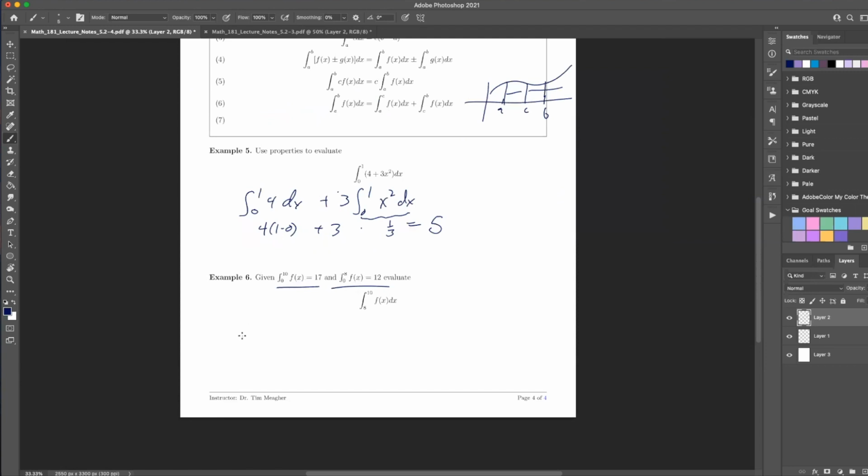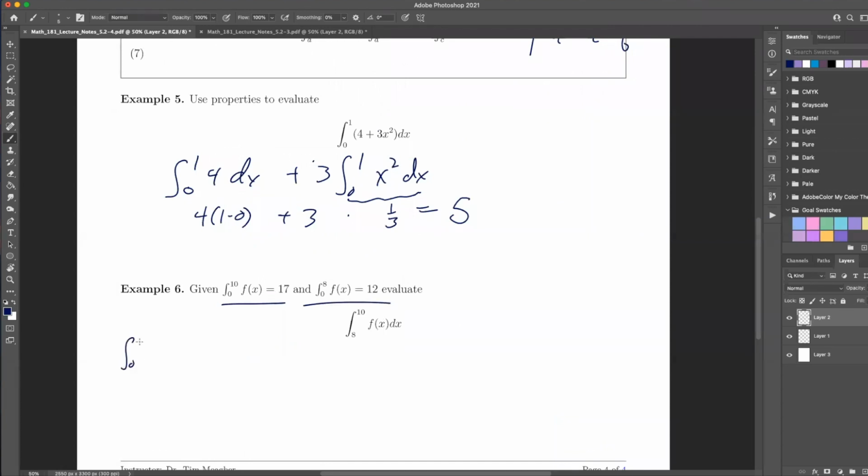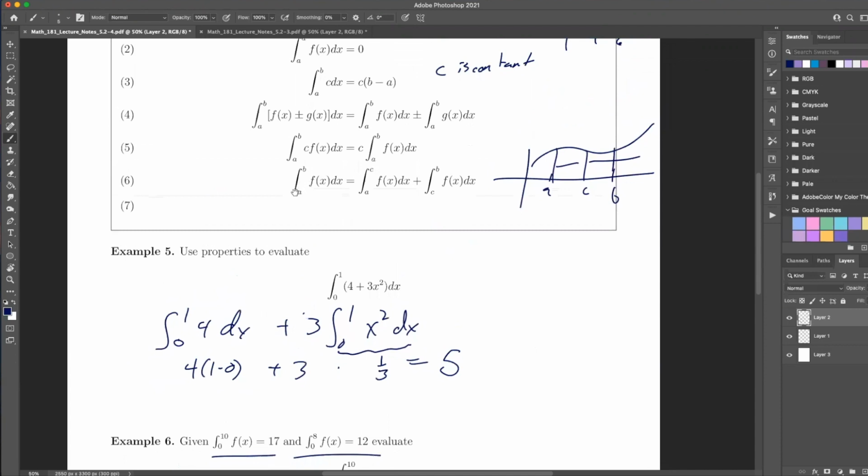So the integral from 0 to 10 of f of x dx is equal to the integral from 0 to 8 of f of x dx, plus the integral from 8 to 10 of f of x dx. Here I'm just using this property. From 0 to 8 and from 8 to 10 would be the same thing we have here.